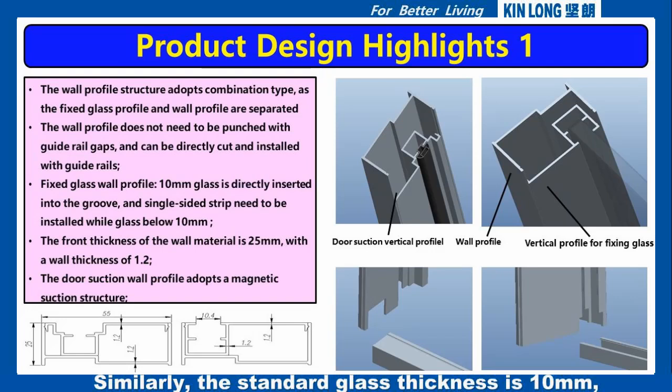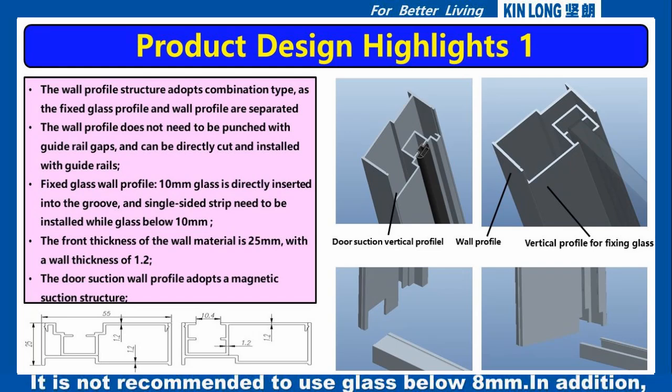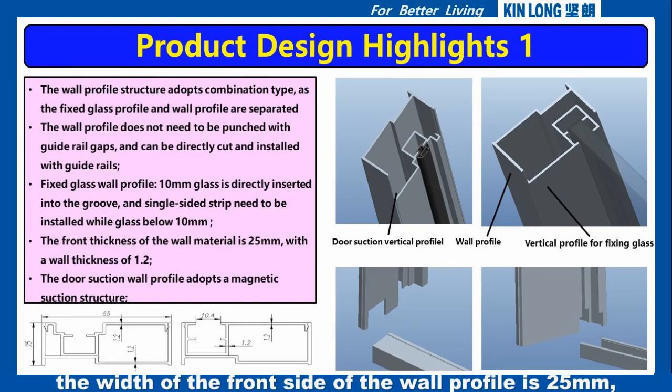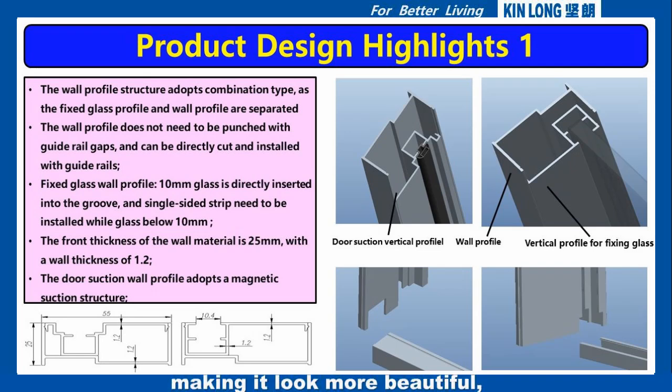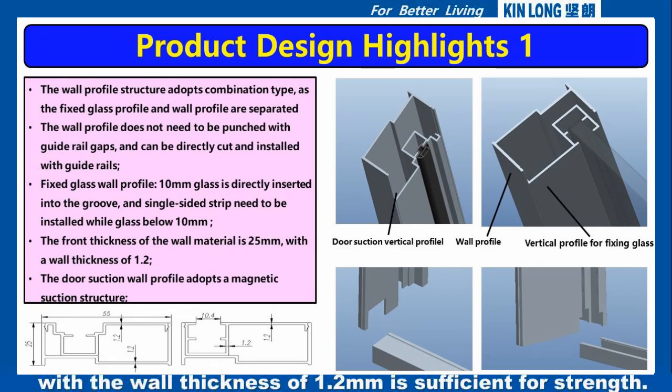Similarly, the standard glass thickness is 10 mm, and if the glass is 8 mm, rubber strips need to be inserted. It is not recommended to use glass below 8 mm. In addition, the width of the front side of the wall profile is 25 mm, which is very narrow and minimalist in style, making it look more beautiful. A wall thickness of 1.2 mm is sufficient for strength.